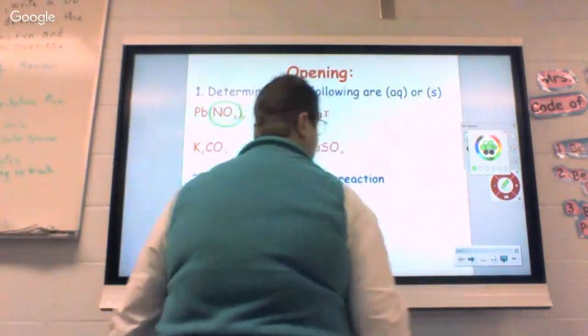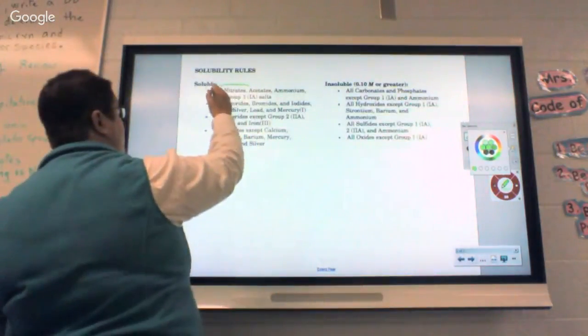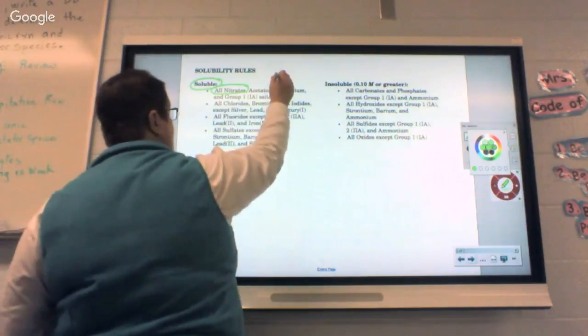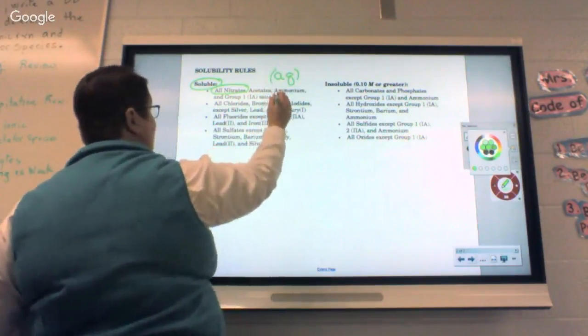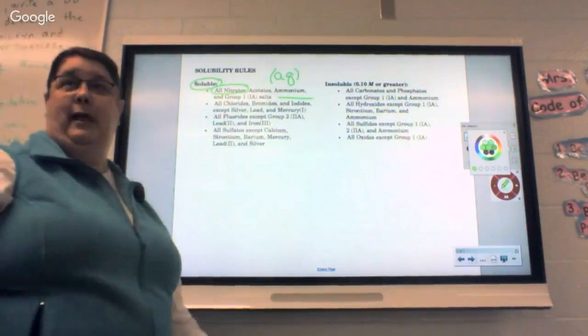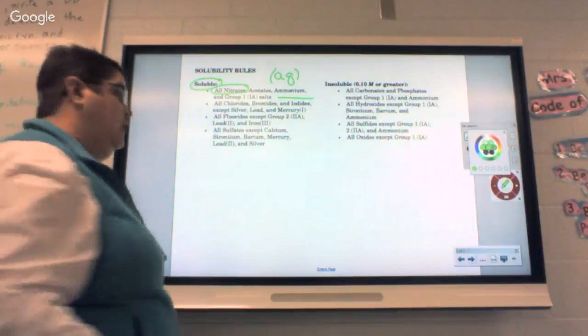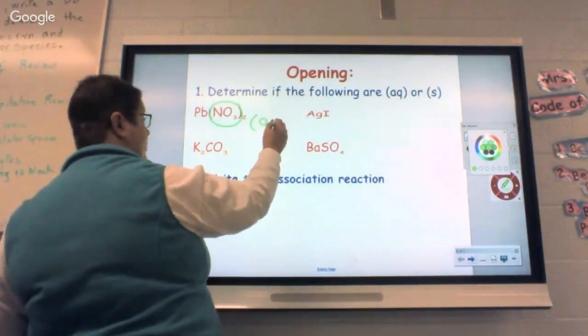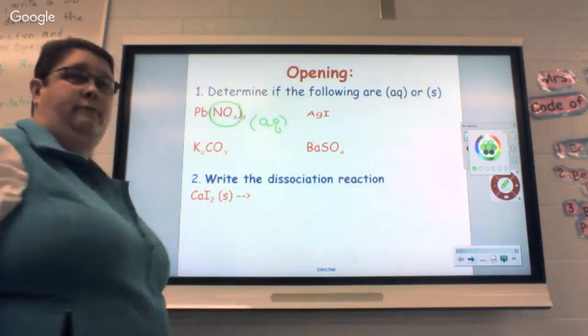All right, so look here. All nitrates, all right, are what? You're going to write AQ. Do you have an except listed out here to the end? Does it say except blah, blah, blah? No. So since it doesn't say that, you just write AQ. Okay?